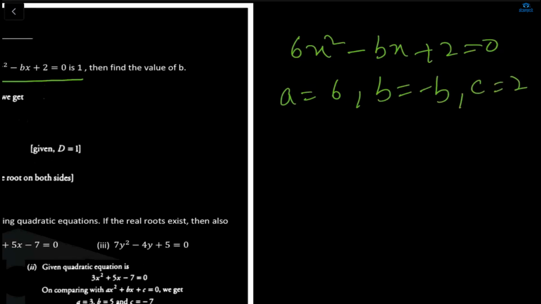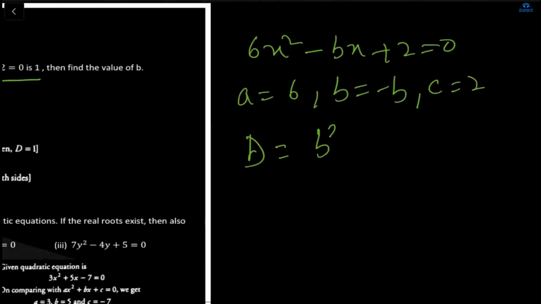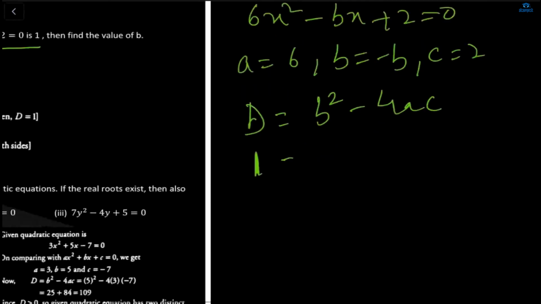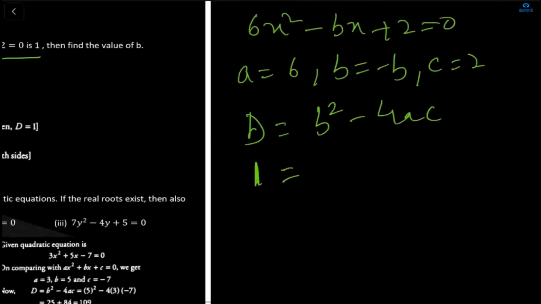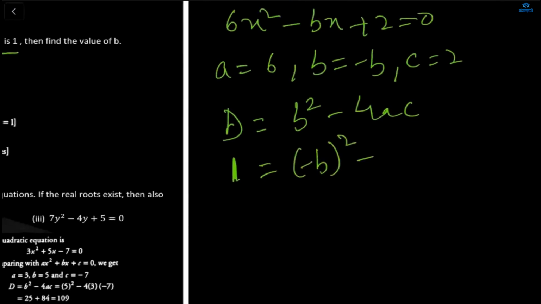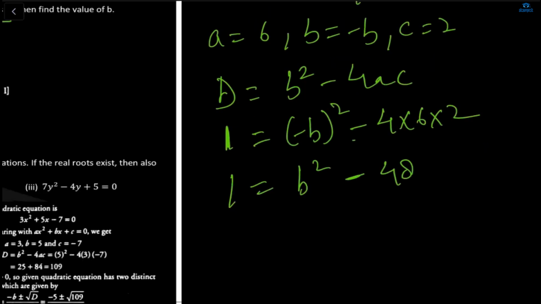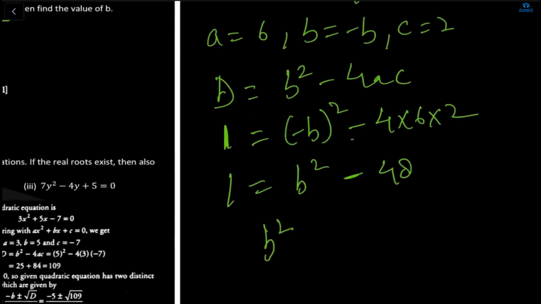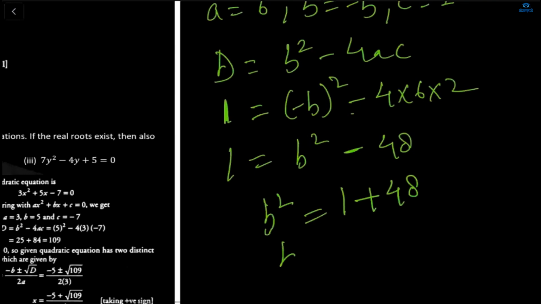Now what will be the value of D? D value will be b square minus 4ac, and D value is already given as 1. So 1 is equal to minus b whole square minus 4 into 6 into 2. So 1 is equal to b square minus 48. Wait a minute. You can just shift the value: b square will be 1 plus 48, that is 49, and then b is equal to root 49, so b is equal to 7.